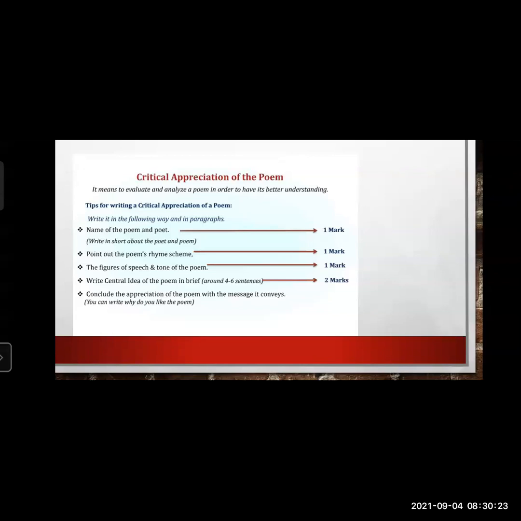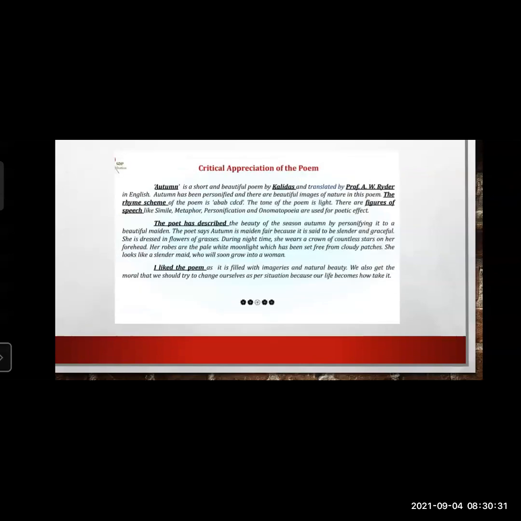So how to write the appreciation of the poem, just see here. I have given the answer here, showing how you can write the appreciation. You can use your own words for this. I have just given you an example of how to write the critical appreciation of the poem, because this is a 5 marks question, and you all will get more marks in this question.